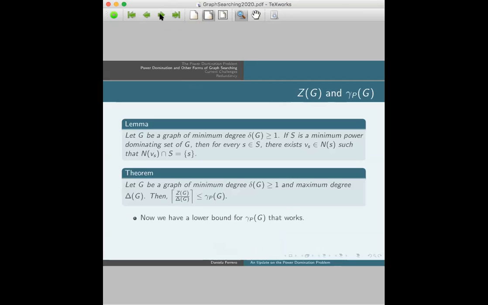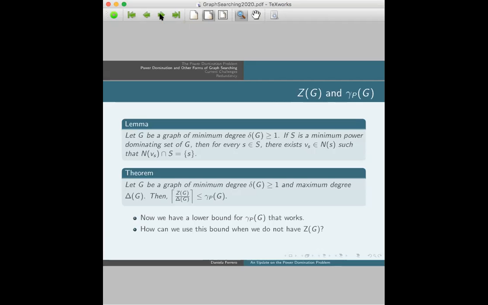And with this bound, we now have a bound that works. And as I was telling you, many of the proofs, the proofs for grids, Cartesian products in general, were significantly reduced in length and made much more elegant. Now, the problem we have is that from the complexity point of view, calculating the zero forcing number and calculating the power domination number is pretty much the same. So the bound is not useful unless we know the zero forcing number or the power domination number.